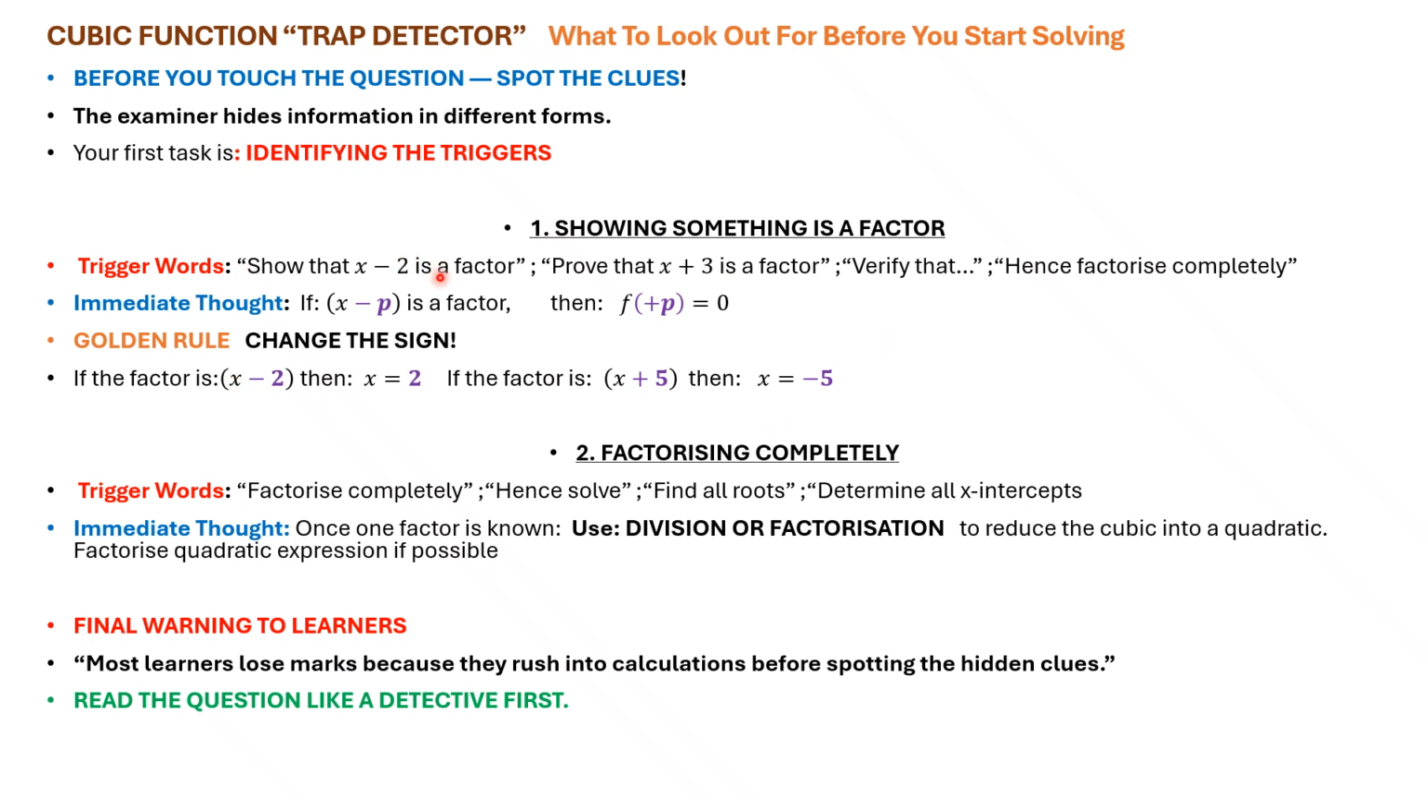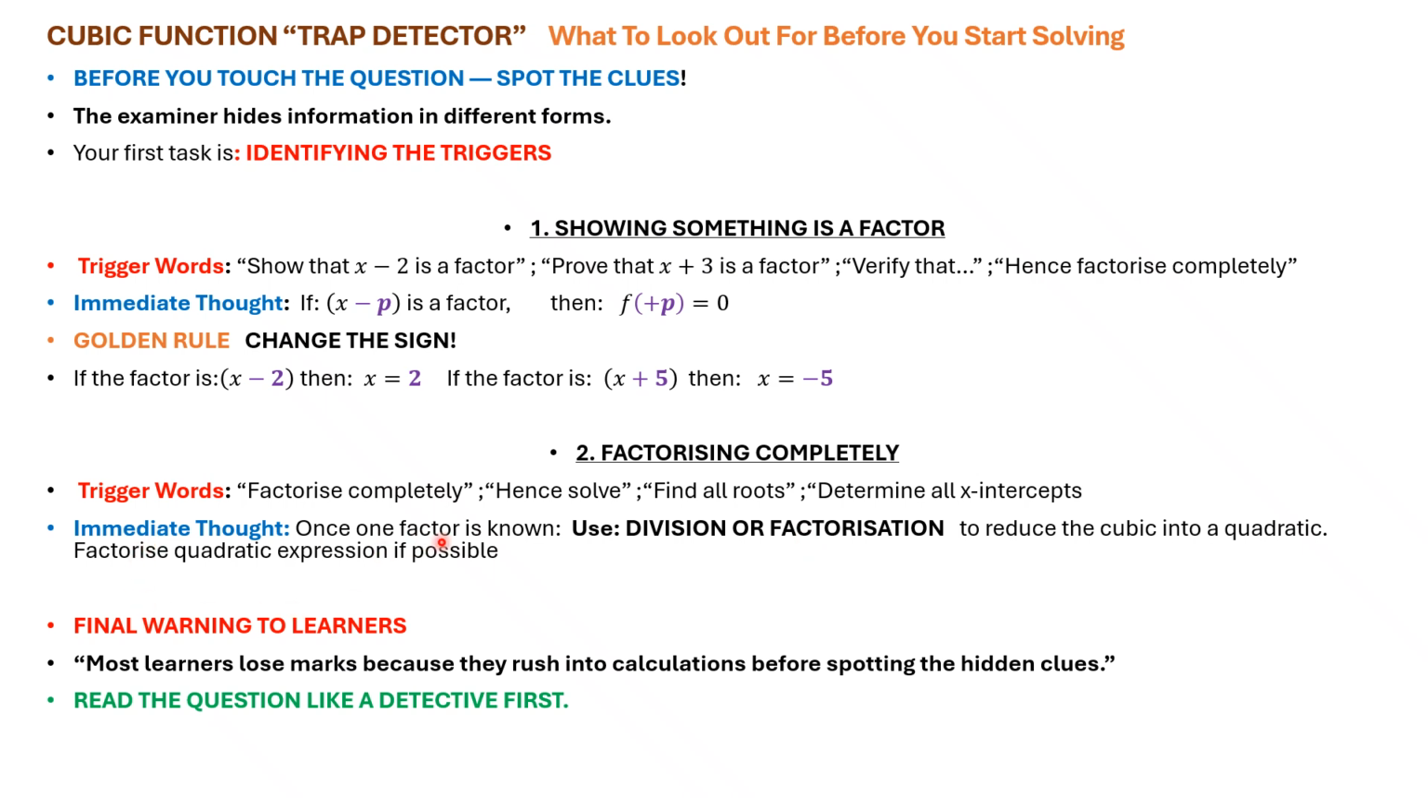Over the years I've seen that when you read the question, you're not sure what to do. And when we do correction, you say, okay, why didn't we just say so? Then you would actually have known what to do. So be careful that you understand what trigger words we're looking for. Instead of saying show it is a factor, we can also just say factorize completely and solve, or find all roots. When we say roots, we're saying x-intercepts.